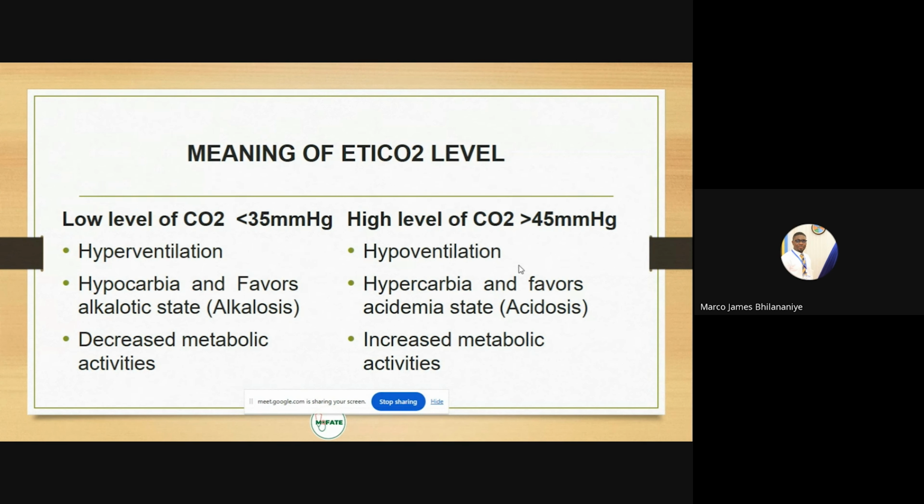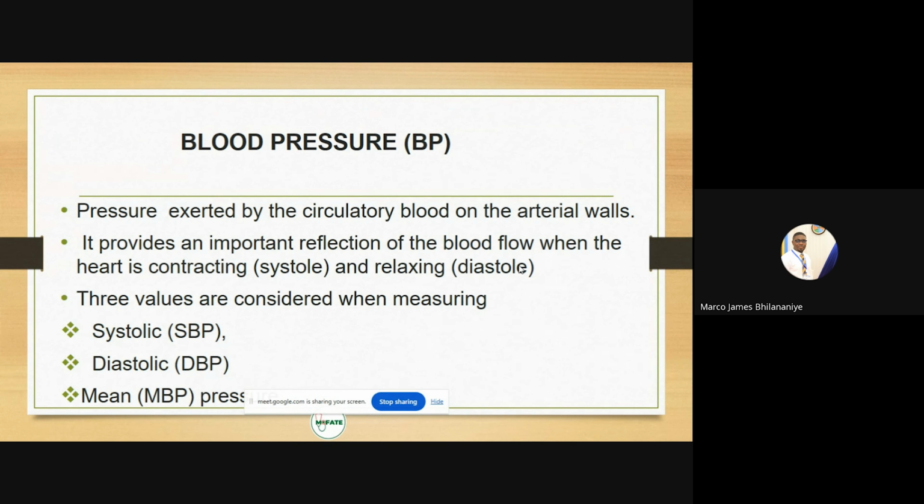Thank you. Next slide. So this is another part of patient monitoring, the blood pressure. I think you all know that it's the pressure exerted by circulatory blood on arterial walls. This provides an important reflection of the blood flow when the heart is contracting, the systole, and relaxing, the diastole. So what we are looking for here are the systolic blood pressure, the diastolic blood pressure, and the mean arterial pressure, the MAP. This is a very important part of monitoring. And we are very concerned with the MAP because this is the one which determines organ perfusion.